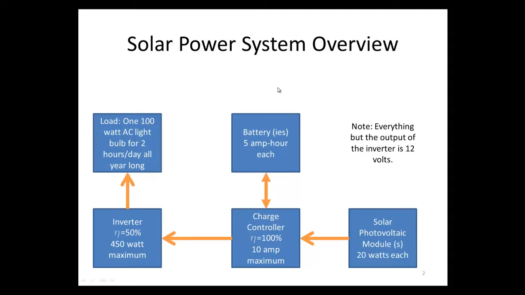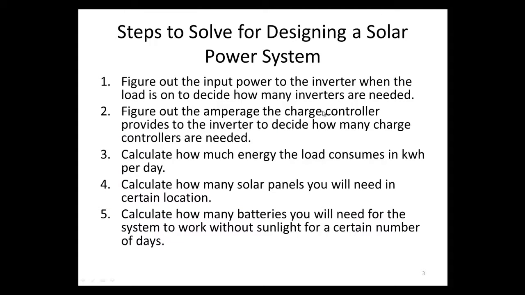So how do we choose how many of these components we need? We want to start with all the steps to solve for designing a solar power system. We start with how many inverters we need. That's step 1. Then we figure out how many charge controllers are needed for step 2. We calculate how much the load uses per day, so we can calculate in steps 4 and 5 how many solar panels and batteries we'll need.